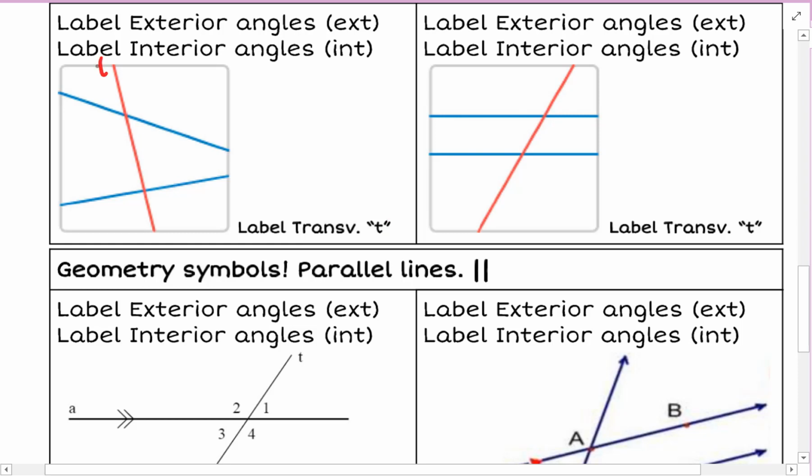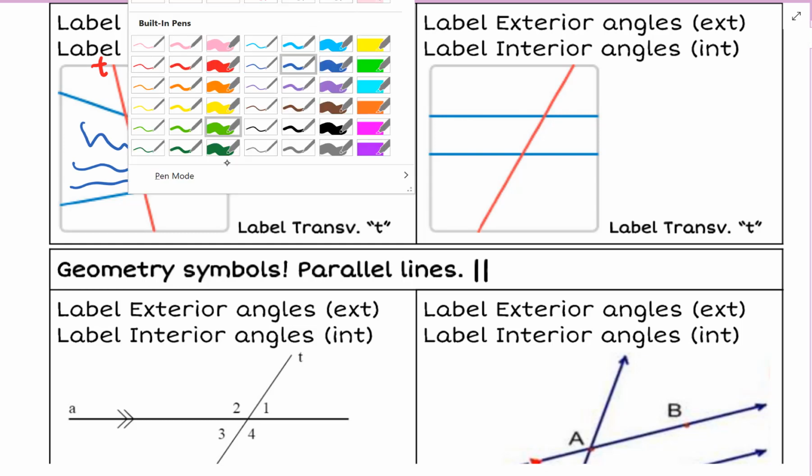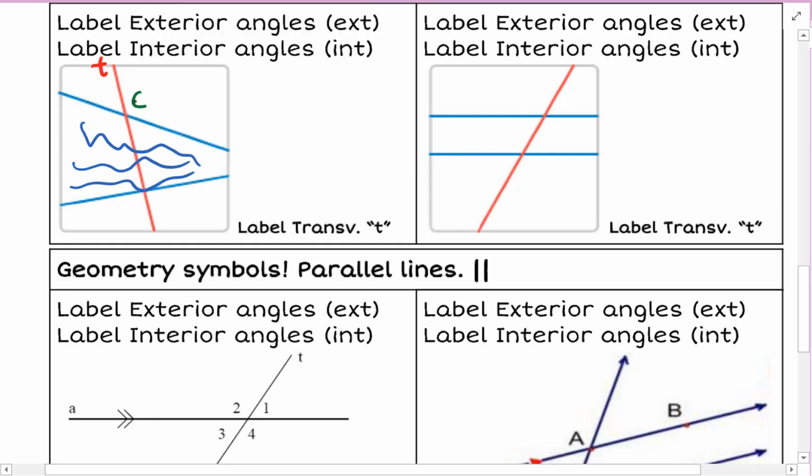Here it looks like T is the red line because it intersects the blue lines. So the blue lines make up the river, and the exterior angles are outside of it. And your interior angles are on the inside.